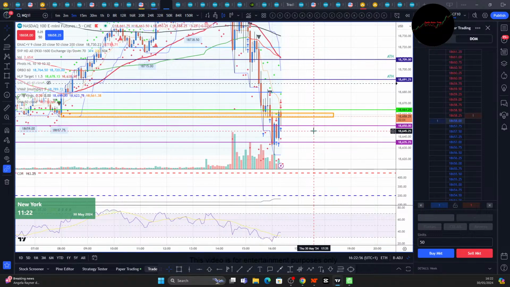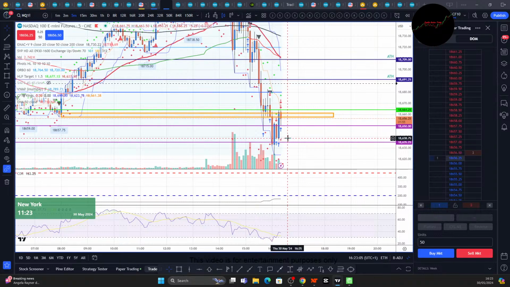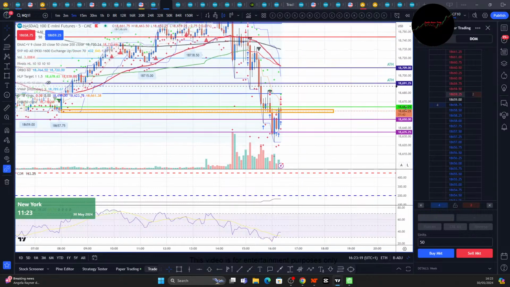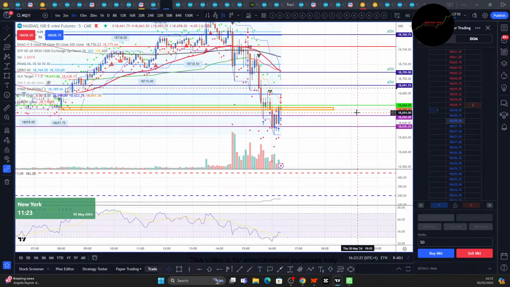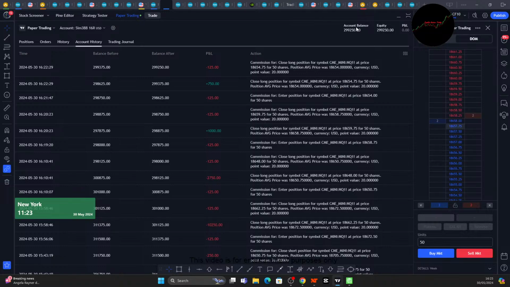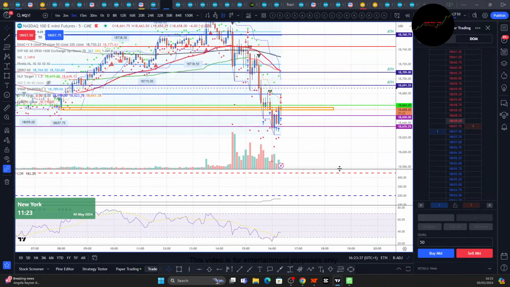Didn't realize. Where did I enter? 54. Could have got in about 50. Yeah, probably needed. Looks like it would have worked, but risk reward on it was not even 1 to 1. It wasn't looking good. So we're about flat on the day.